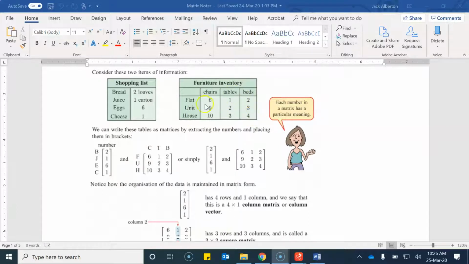So this information here is transferred into a matrix over here, and you can see the F, the U, the H just stands for flat, unit, house. The C, T, B stands for chairs, tables, beds. But generally when we use matrices, we end up dropping those letters, and you often see the matrix like this.